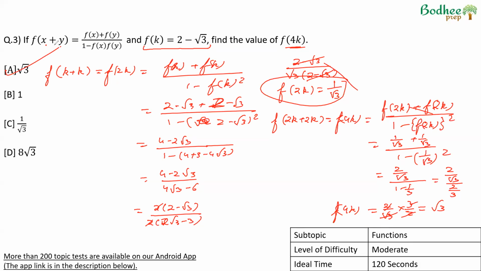Again, while solving it should not take more than 2 odd minutes. But this can be a very confusing question if in this step we do not put the value of k. If we look at this value of f(2k) and substitute it here directly, it becomes quite a messy sort of expression, and then getting an answer becomes difficult.